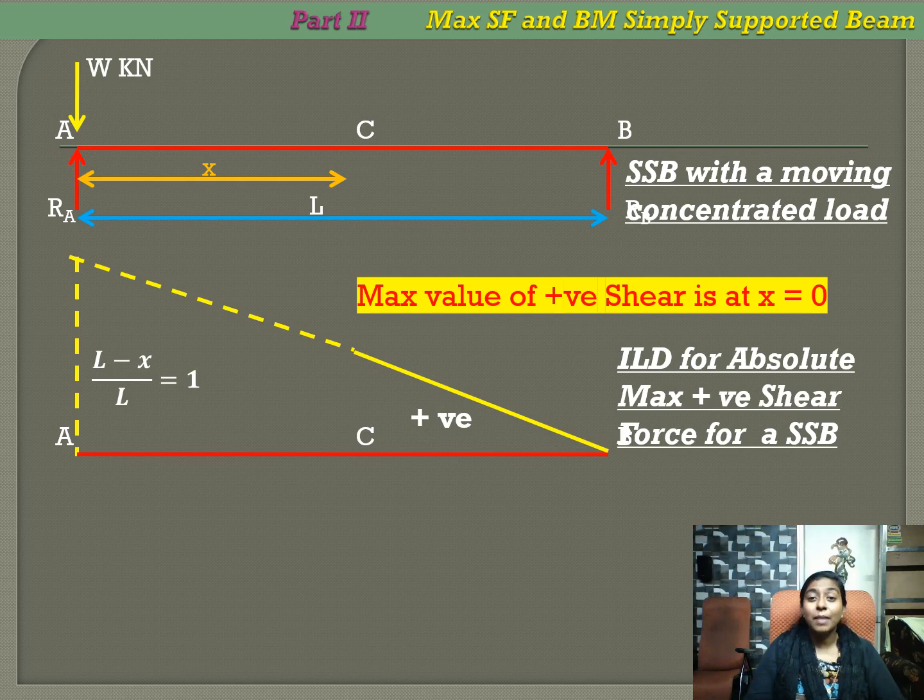So now you can see the maximum value, that is, the absolute maximum value for the positive shear force. That is anywhere. If a section is not given for you, anywhere on the beam, the maximum positive shear force will occur when the section is at A and when the load is at A. Because at A you have the maximum ordinate, W multiplied by 1, that will be our maximum positive shear force. Similarly, the maximum negative shear force, absolute maximum negative shear force.